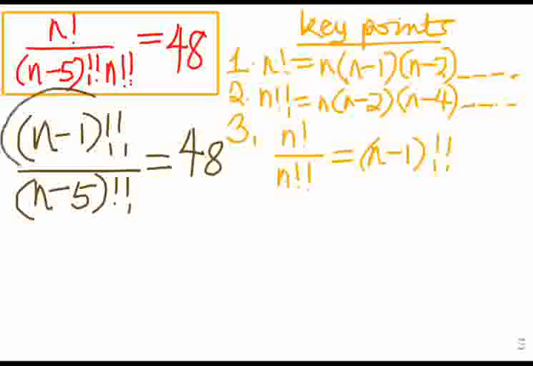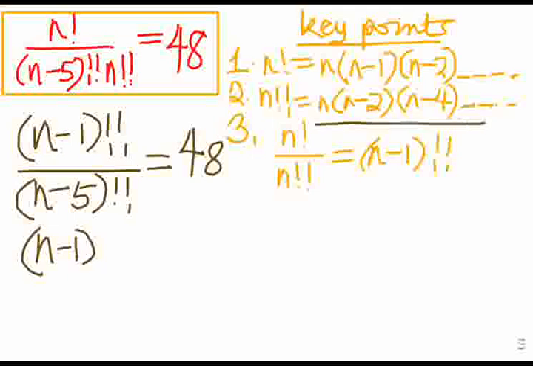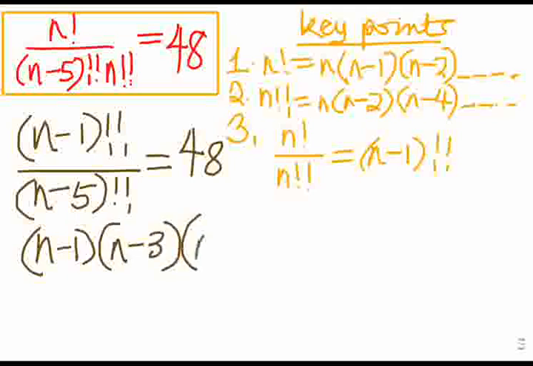What do we do next? We are going to expand this numerator or this denominator, but the one we are going to expand is the higher one. N minus 1 is higher. Now in expanding this, we are going to obey this second key point there. That will be n minus 1. You know, we are subtracting 2 each time. Subtracting 2 from this, the next one is going to be n minus 3. Subtracting 2 again, the next one in the expansion is going to be n minus 5.